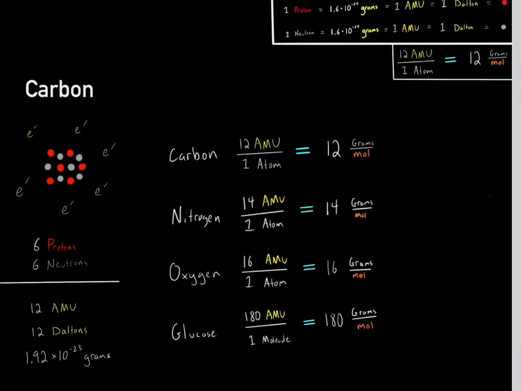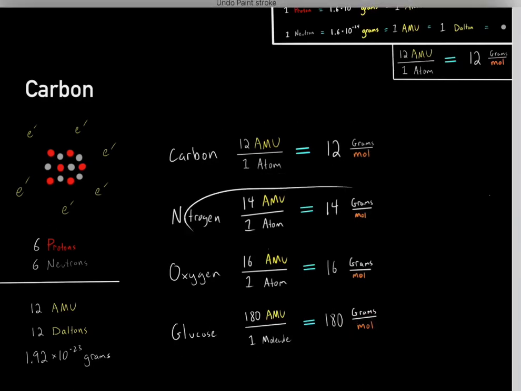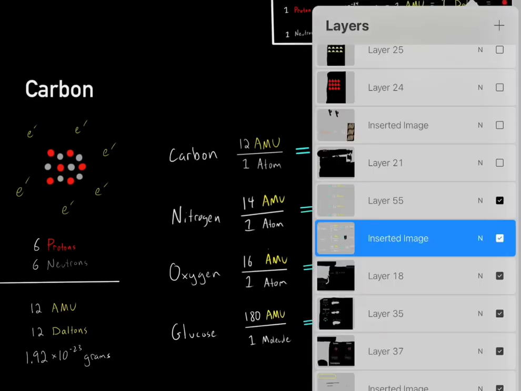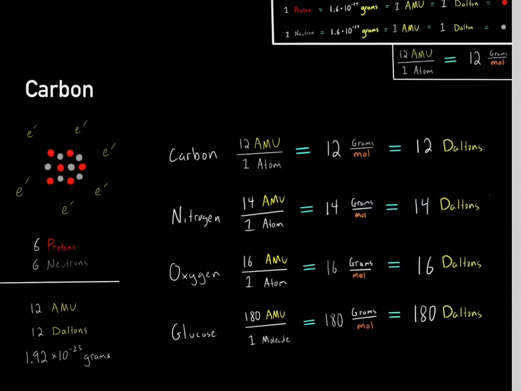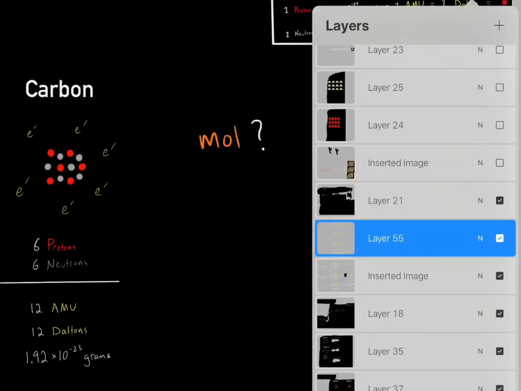And again, the same thing with any other atom or molecule. For example, glucose has 180 atomic mass units per 1 molecule of glucose. So therefore, there's 180 grams per 1 mole of glucose. So these are just important relationships you need to just memorize. And again, remember, atomic mass units are the same as Daltons. So therefore, if 1 atom of carbon has a mass of 12 Daltons, then that also tells you that there are 12 grams per 1 mole of carbon. So these are just relationships you need to memorize.